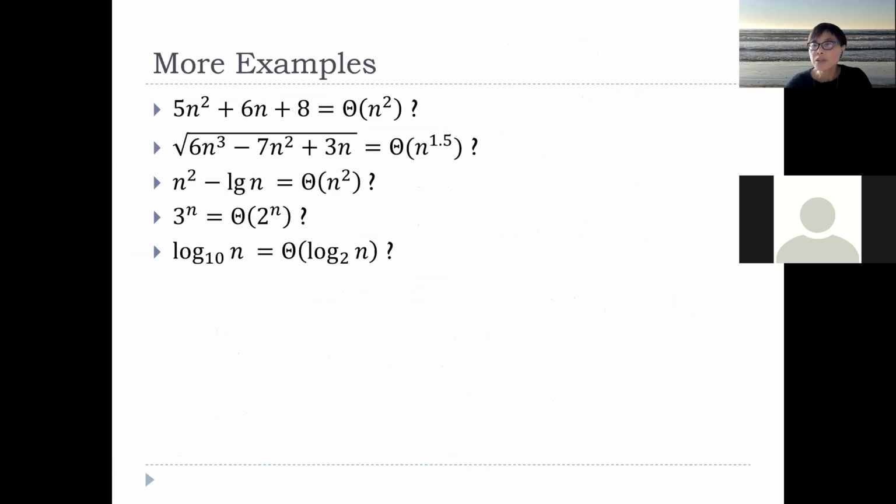So here are some of the examples. Now the first one, we can quickly convince ourselves that the dominating term is n squared. Clearly, that's in the same big theta of n squared. So this is correct. And here, the dominating term is n cubed inside the square root. And after you take the square root, that's basically n to the power of 1.5. So this again is of the same order. How about this one?